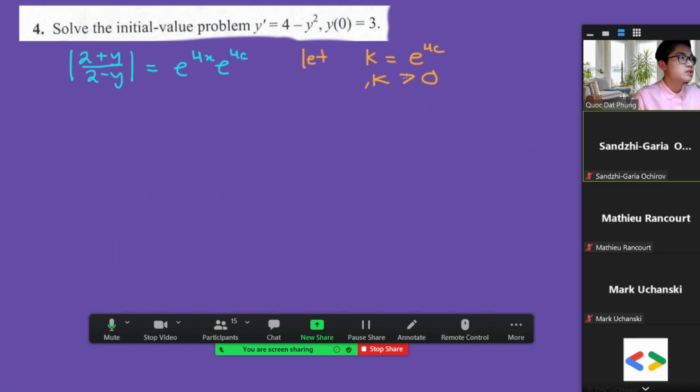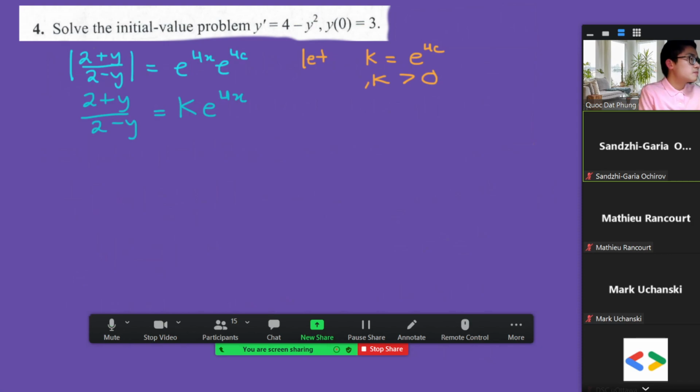And why is k larger than 0? Because if we don't do this, then this can be a positive number or a negative number, right? So basically, if you have something like this, you can say that this can be -2 or 2. But here we want a positive number. We don't want it to be a negative number. It just simplifies things a lot for us. Just say it's a positive number. So because k is a positive number, we can write this as 2 plus y over 2 minus y is equal to k times e to the power of 4x.